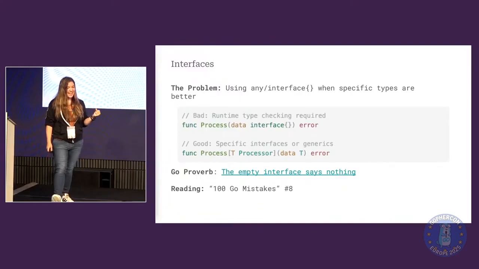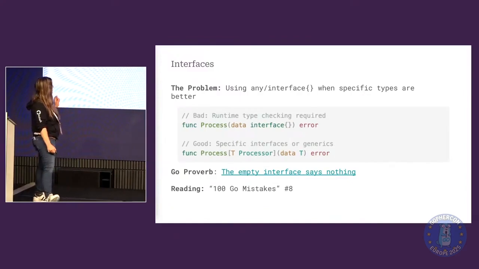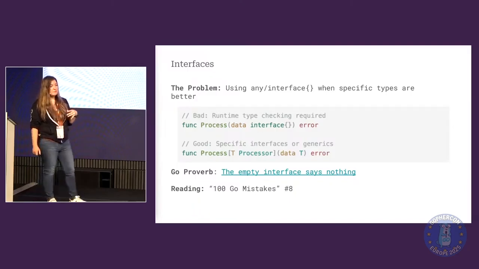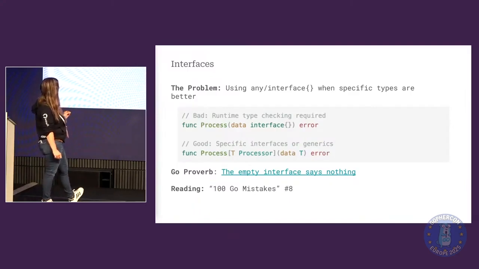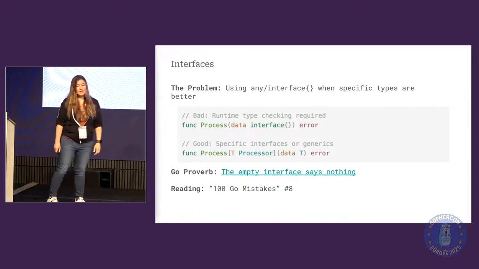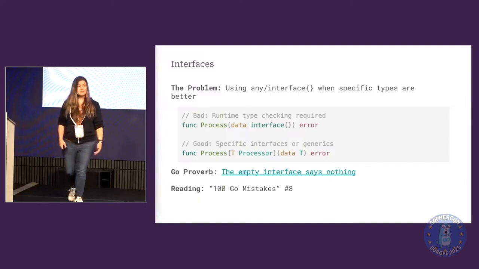Next, using the any interface when specific types are better. There's definitely some use cases for the any interface. One of them might be marshalling data. But if it's possible for you to add a type, you should always prefer type safety, because the empty interface says nothing. This catches your errors at compile time instead of at runtime, which is great.